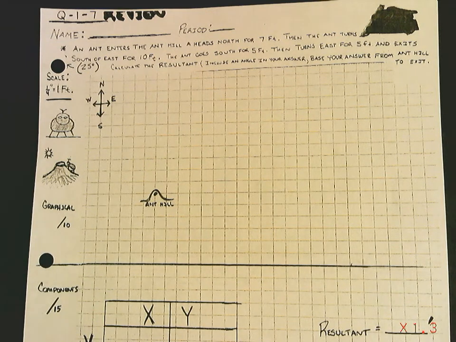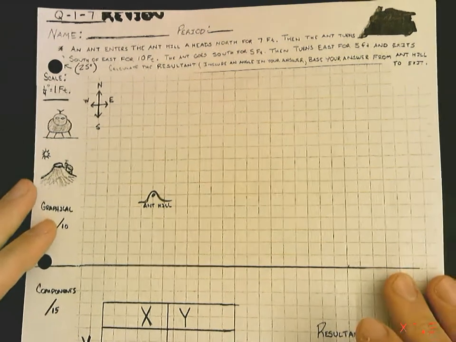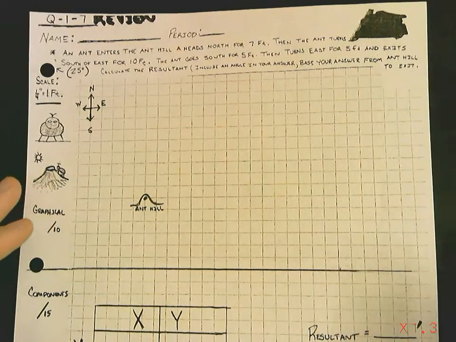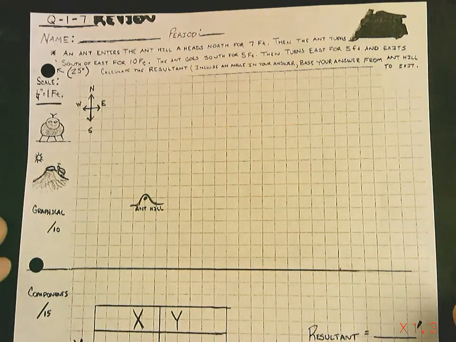Okay, we got a little review for Q-1-7. Q-1-7 is all about vector addition. It's basically got two parts. We got the graphing part and then the math part. And you'll need a ruler for this. Take your measurements in the first part.